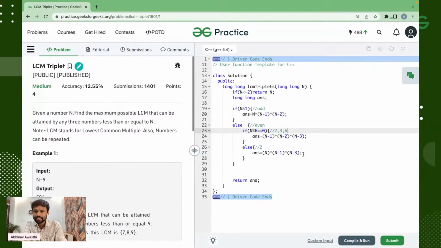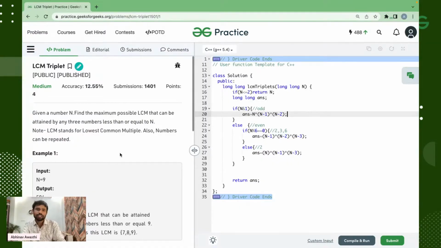Yeah, we can take 3 instead of that. So when we take 3, because 3 is not divisible by 6, it will come in the second case, and we will get the answer. So 3 will be odd now, so it will be 3 into 2 into 1. 6 will be the answer.